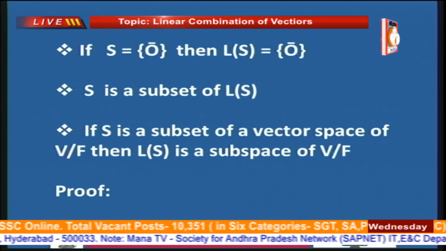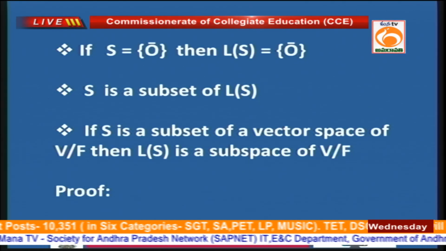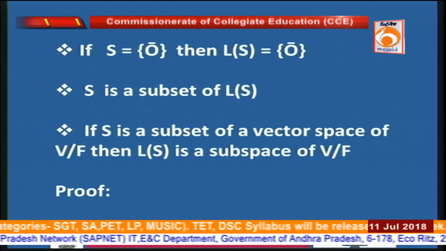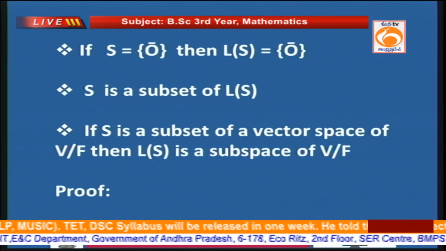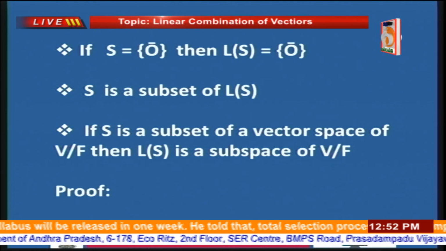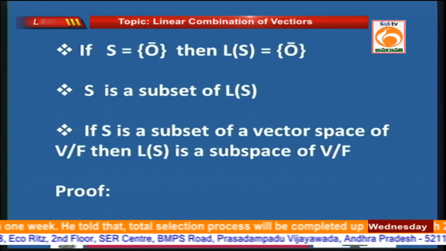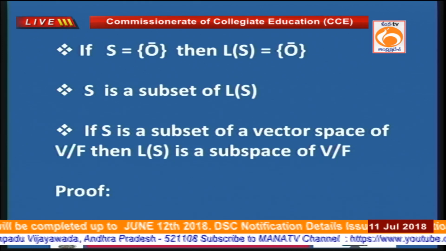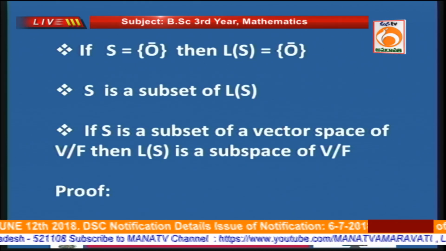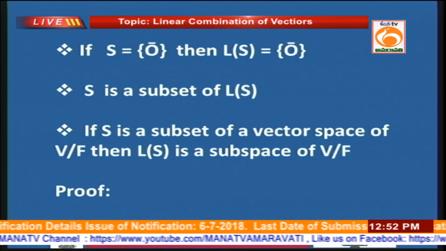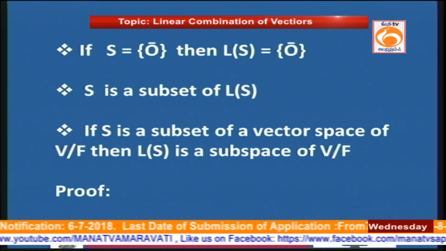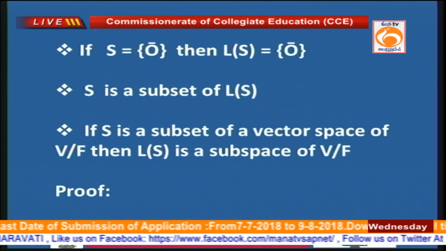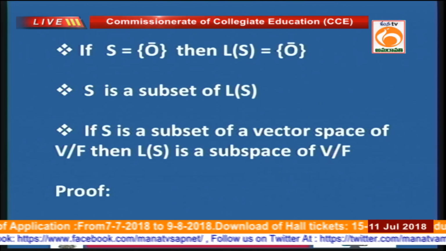Another important result is, if S is a subset of a vector space V over F, then L of S is always a subspace of V. L of S is a subspace of V. Please note that again we are going to prove that something is a subspace. To prove something is a subspace, which criteria should we use? Again, the necessary and sufficient condition, which we proved just now. So, I am going to use the same method.